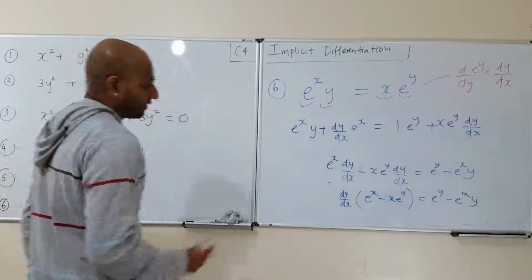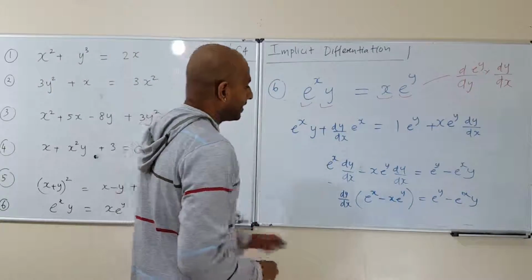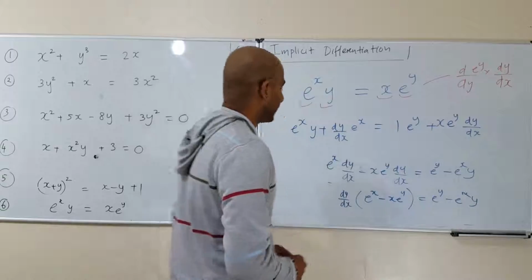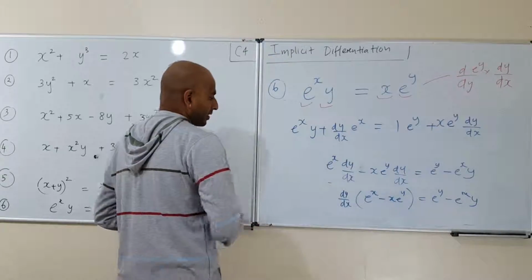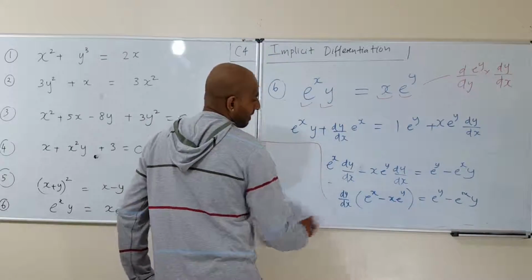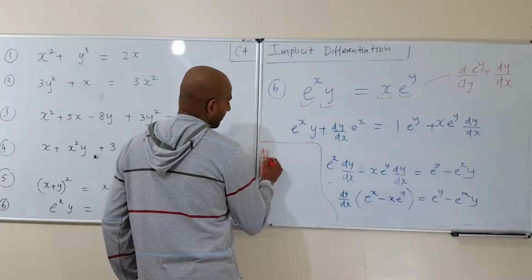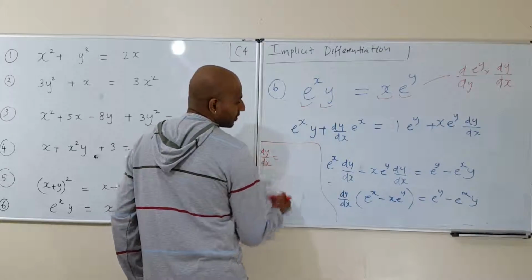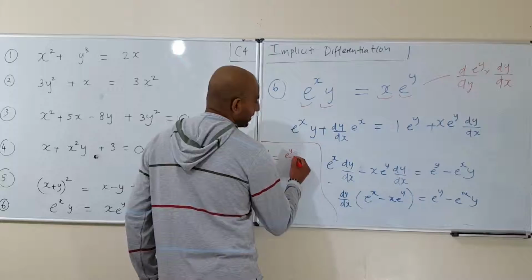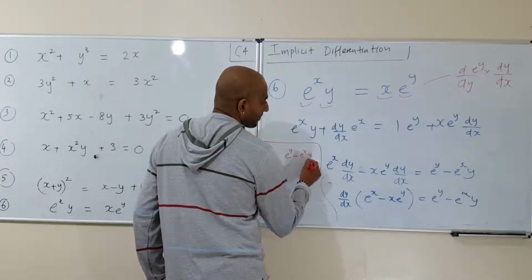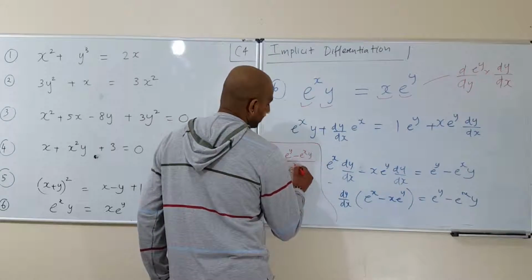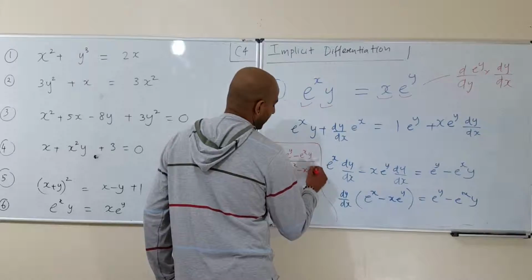So now the rest is very simple. We can divide that by that. You're going to get the answer pretty simply. The answer we're going to get here is dy/dx equals (e^y minus e^x y) divided by (e^x minus x e^y). That's it.